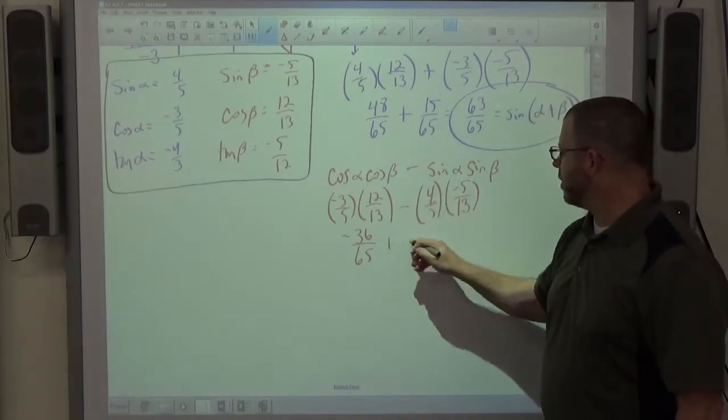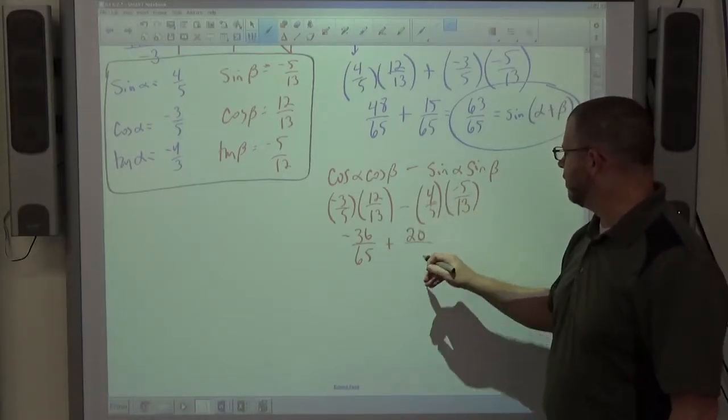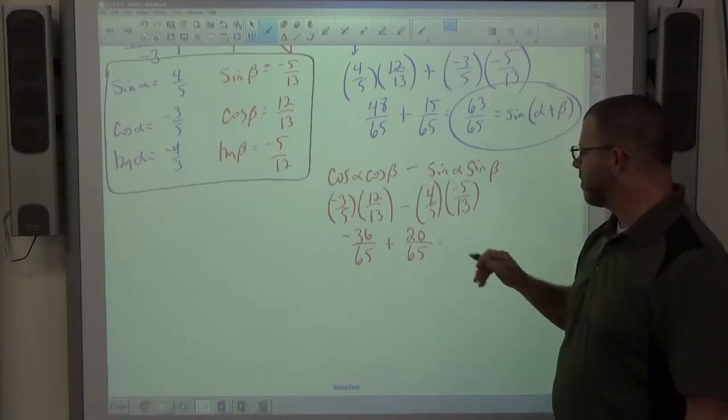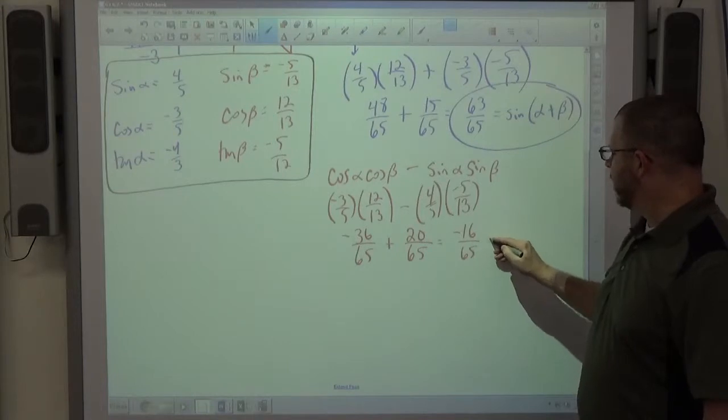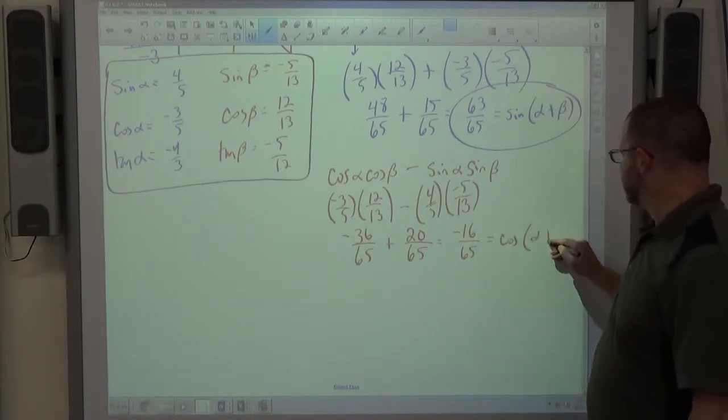Minus minus makes a plus. 4 times 5 is 20 on top. 5 times 13 on the bottom is 65. Negative 36 plus 20 is negative 16 over 65. That equals the cosine of alpha plus beta.